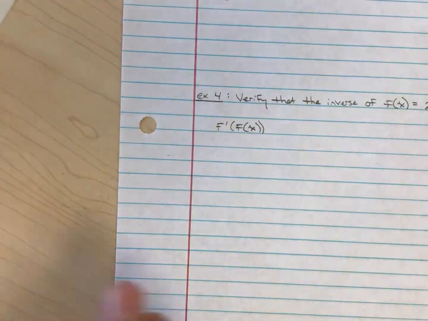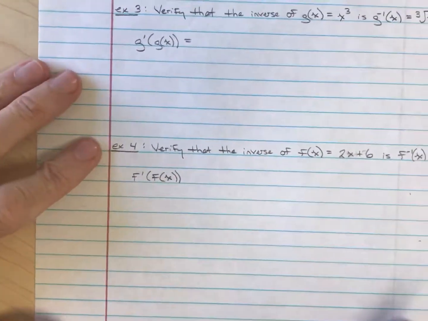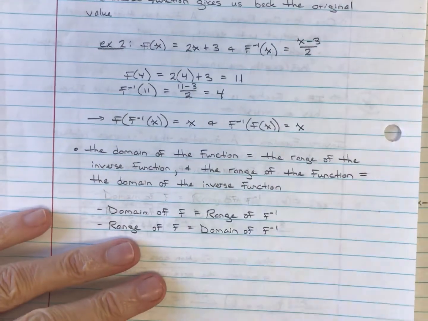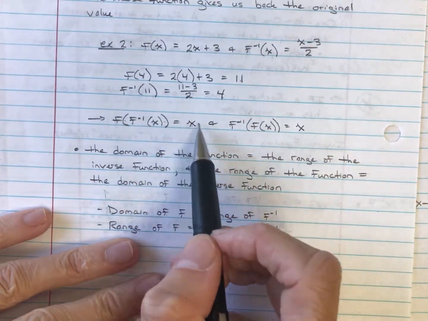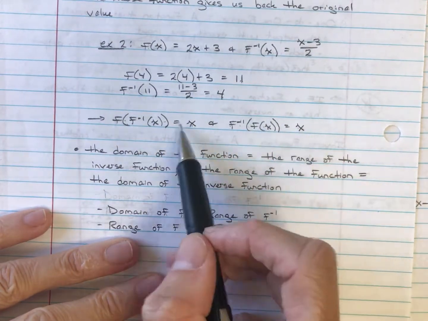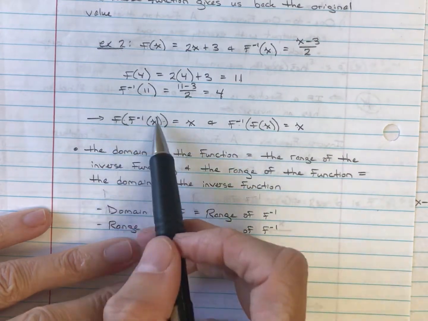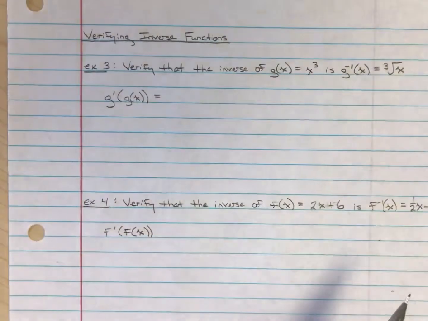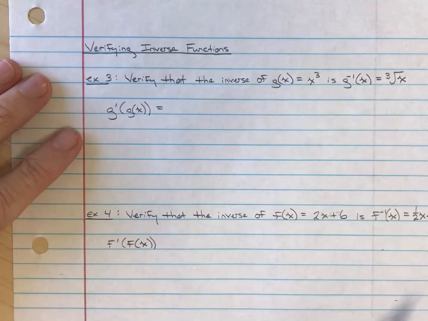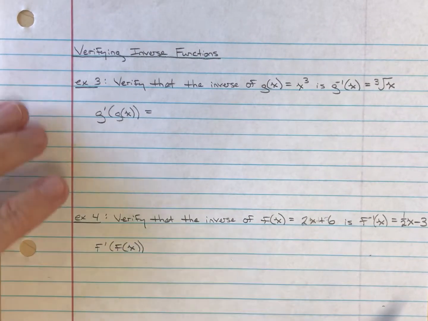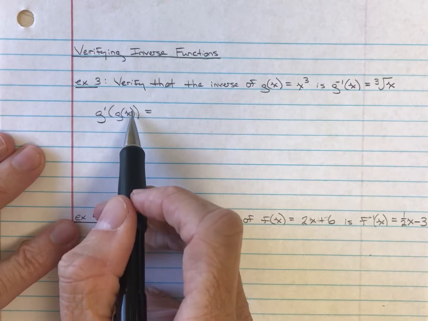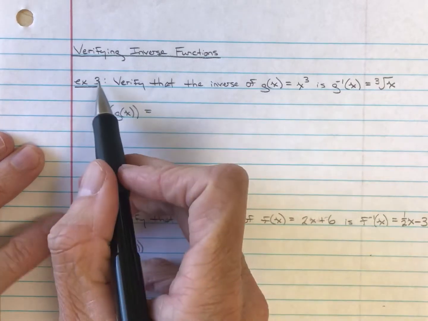Let's verify inverse functions and see what this looks like. Okay, so we're going to apply this right here. We should get back to x when we do these two things, because if they're inverses, we'll get back to the original input. Here we're going to look at our composite functions, because this is a composite function to verify inverses.